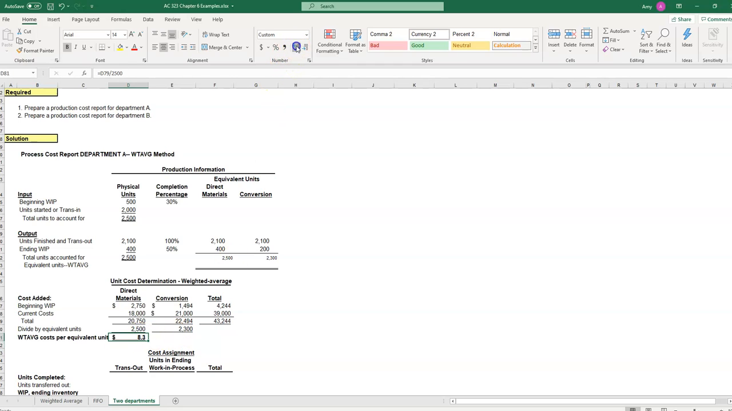We want to make sure we extend that out. And we generally want to extend it out 4 decimal points because those cents really add up in costs when we're talking about thousands of units. Take the 22,494 divided by 2,300.